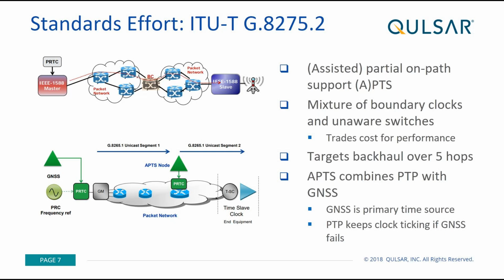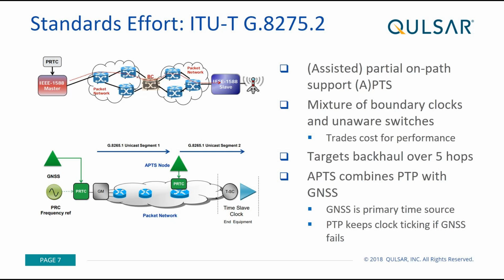In this case, the approach is to put strategically positioned boundary clocks with normal switching and routing devices between them, and also add a GNSS receiver capability at the end nodes and the boundary clocks themselves to supplement the time alignment that is achieved through the network.